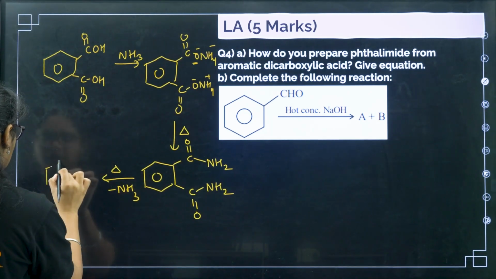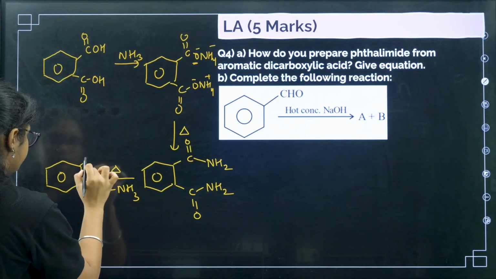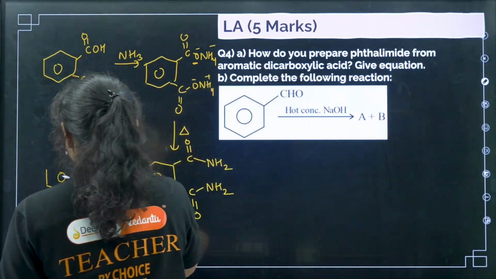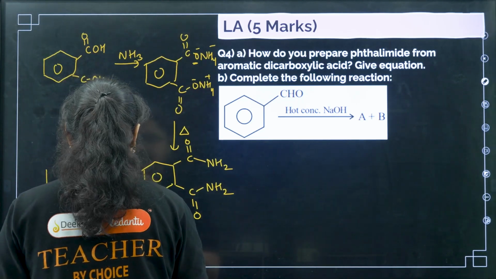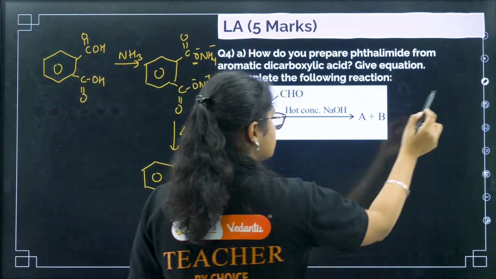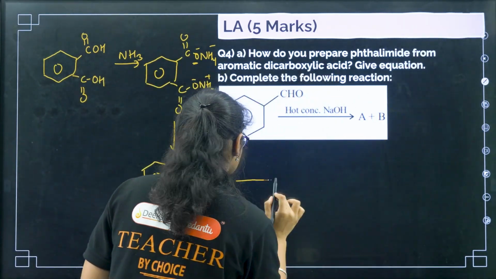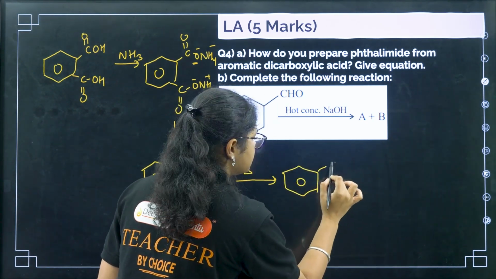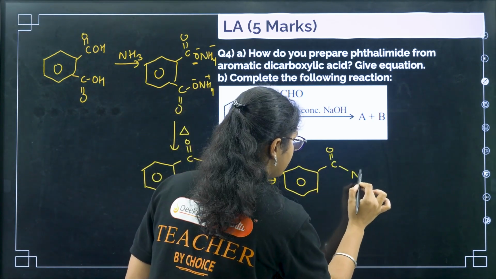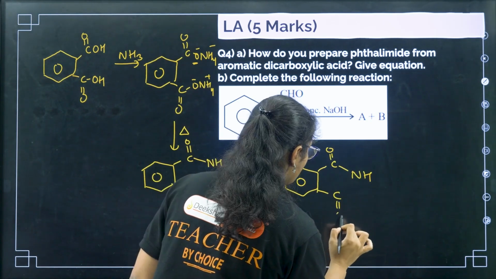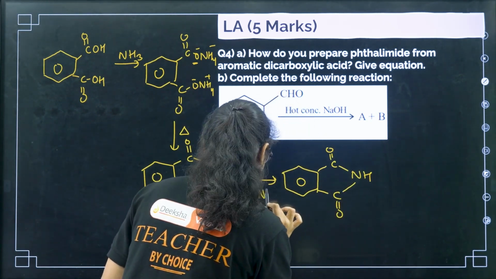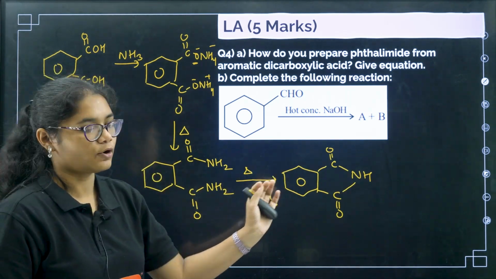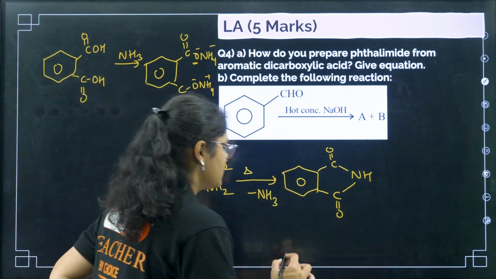Let me write on the other side. So this one is formed. After this reacts again, if you heat it, we get C double bond O NH, C double bond O NH, minus NH3. So this is the product formed and this is called phthalimide.